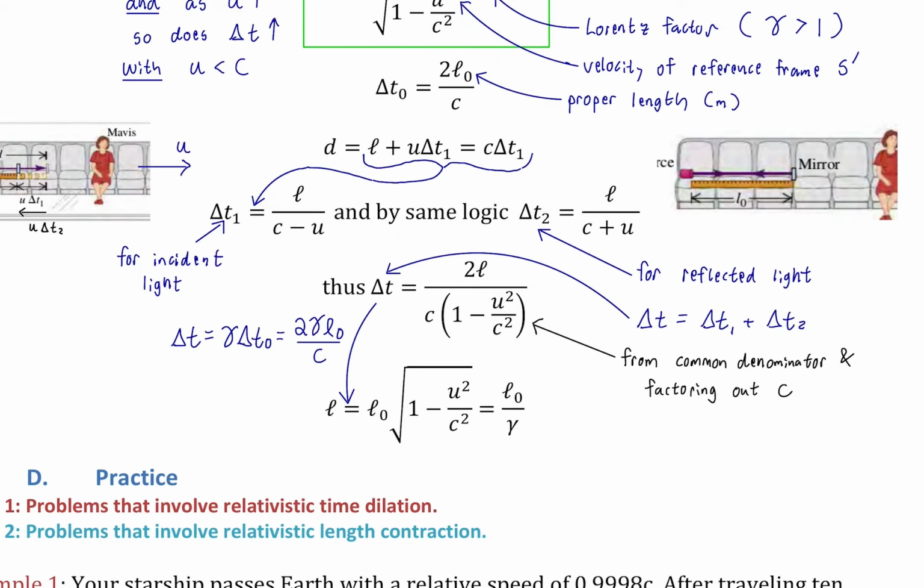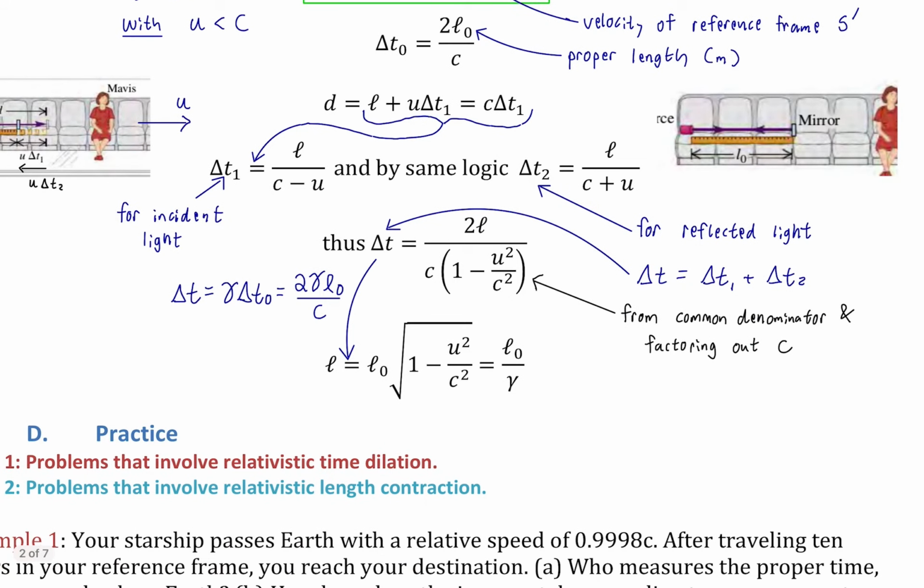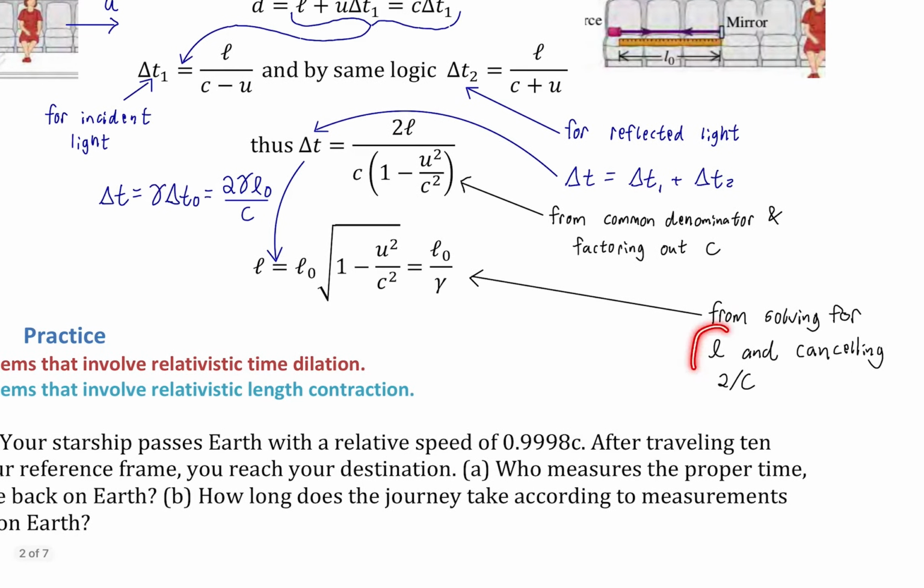When we do that substitution, we can solve, because now we have an expression that has L naught and L, so it's got the proper length and the length measured in any other reference frame. Then we solve for L and cancel out the 2 over c, because we have a 2 over c on this side and a 2 over c there, so they cancel.